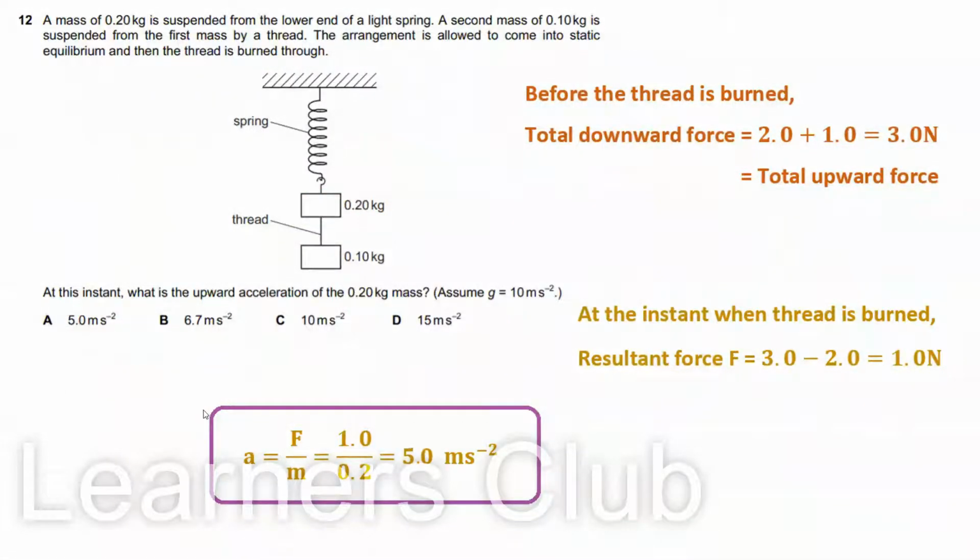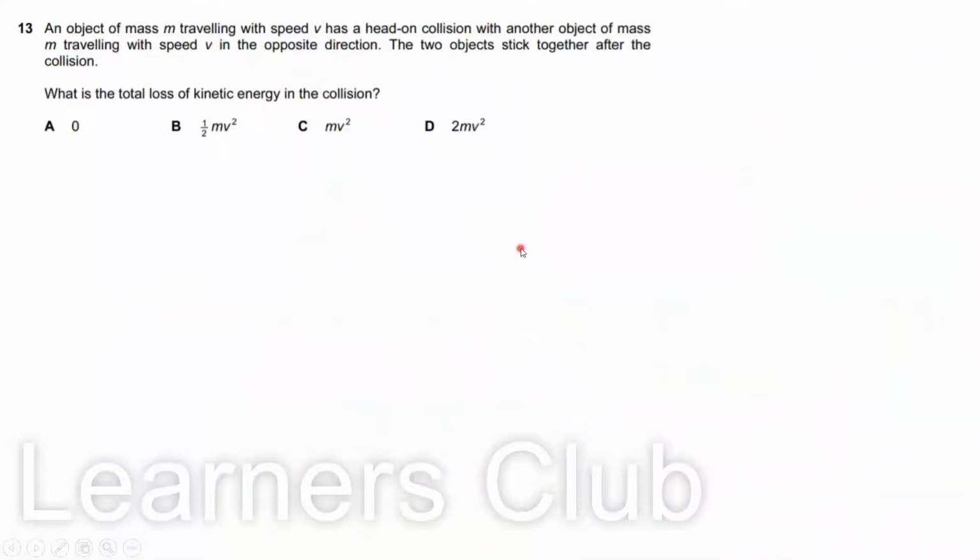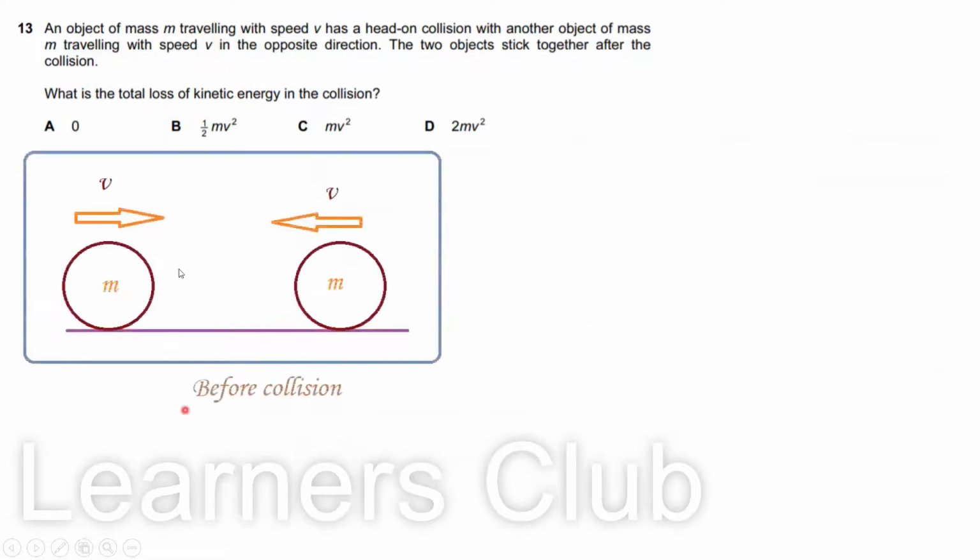And therefore, the answer is option A. Question 13. An object of mass m traveling with speed v has a head-on collision with another object of mass m traveling with the speed v in the opposite direction. So before collision, two identical objects with the same speed are approaching each other. That's what they meant by head-on collision.